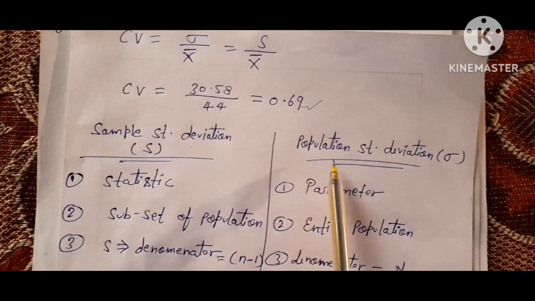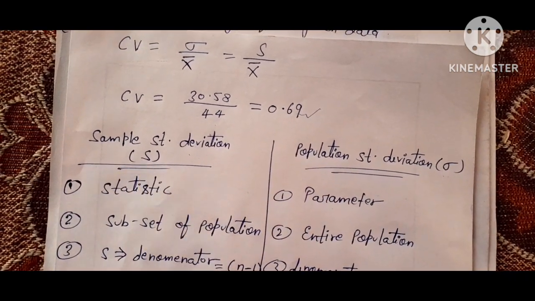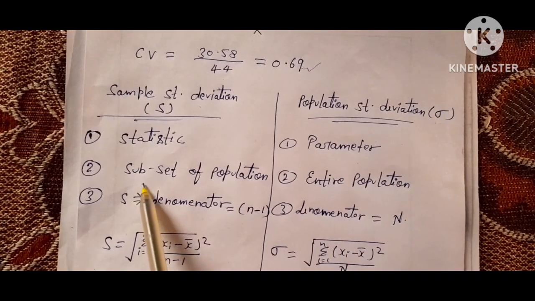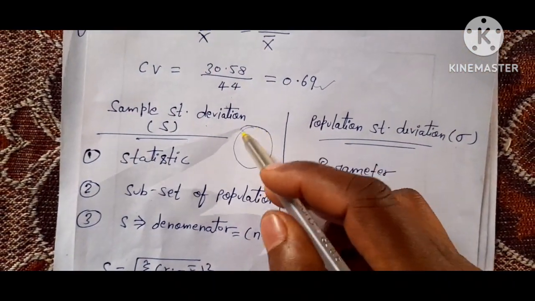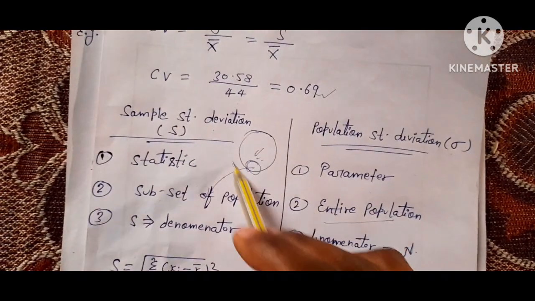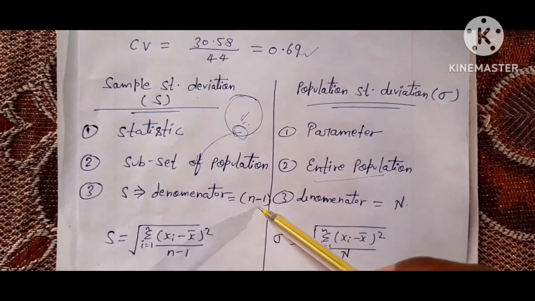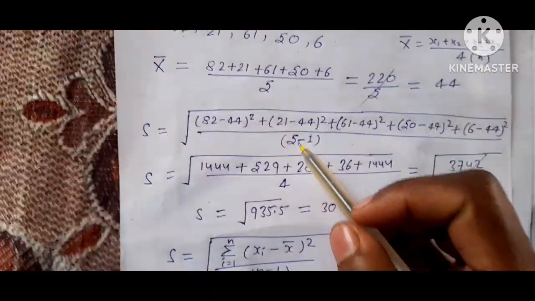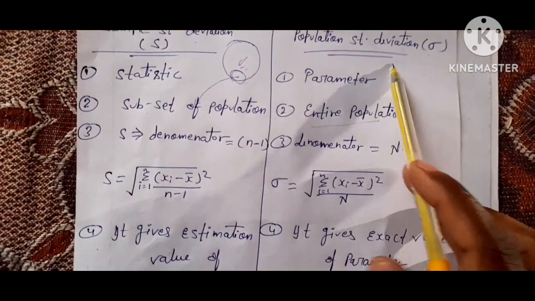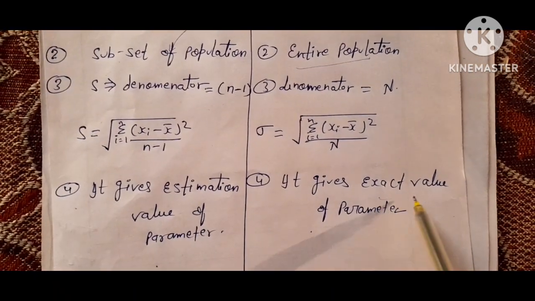So what is the difference between sample standard deviation and population standard deviation? Here the population one is denoted by sigma, and the sample one is denoted by S. Sample standard deviation is a statistic; here we are calculating parameters. It is a subset of the population. If you have the entire population and some data is taken out of it, this is a subset, and when the entire population is taken, this is the population standard deviation. The sample denominator has n minus 1, as you see in this example. If you want to calculate the population standard deviation, then it is divided by only n. The sample gives an estimated value of the parameter, but the population gives the exact value of the parameter.